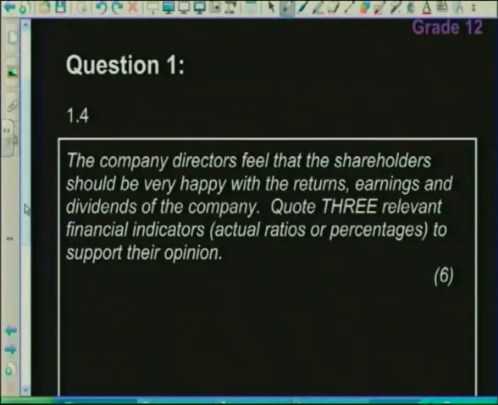Question 1.4 reads as follows: the company's directors feel that the shareholders should be very happy with the returns, with the earnings, and the dividends of the company. Quote 3 relevant financial indicators, and again here they're talking about your actual ratios or actual percentages to support their opinion. Now please remember, grade 12s, always read your entire question.